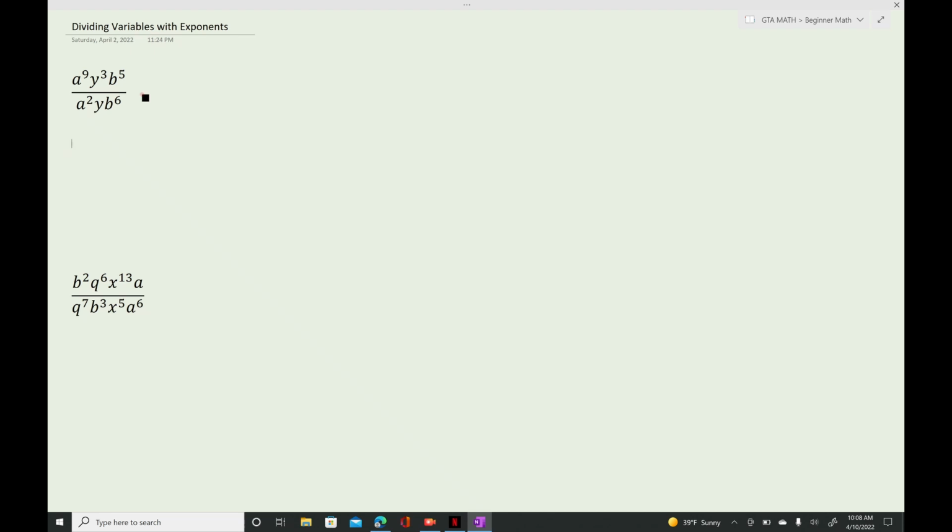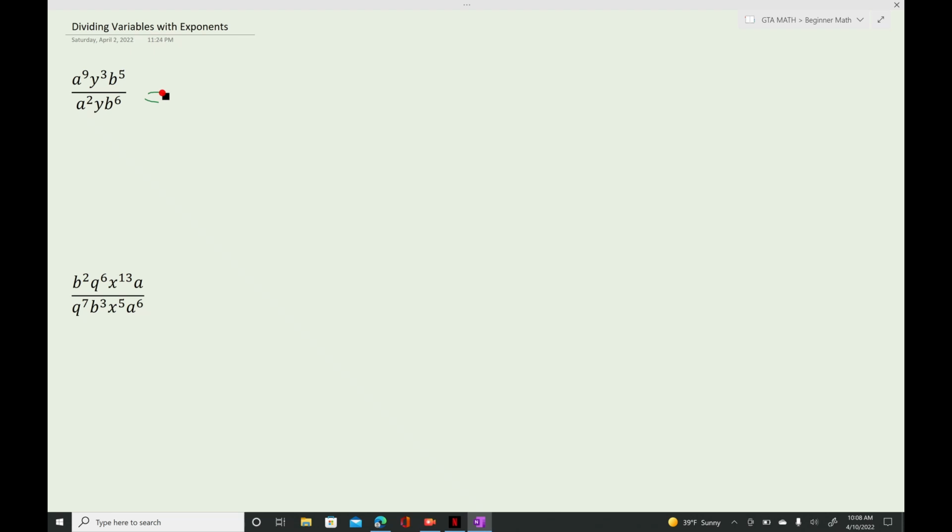So when we're dealing with something like this, where we have a fraction and then different variables with exponents, since this is division, we're going to subtract. Everything that's a like term, we're going to subtract. And wherever the bigger number is when we're finished, it's going to stay where it's at.